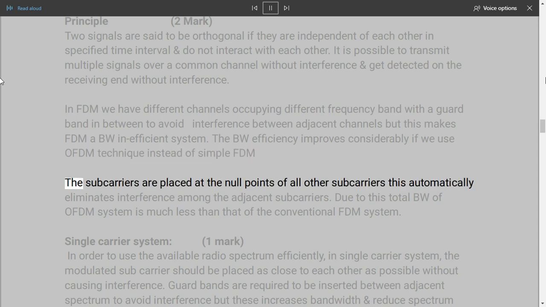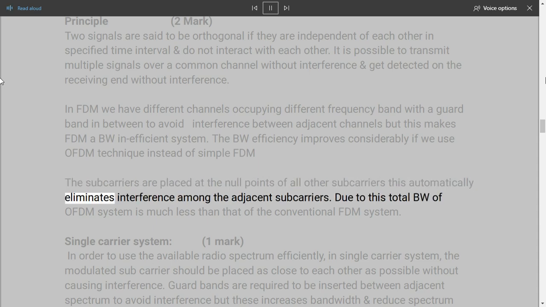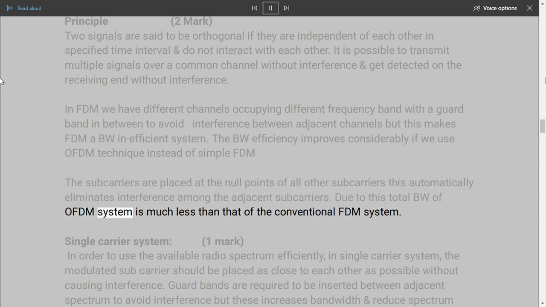The subcarriers are placed at the null points of all other subcarriers. This automatically eliminates interference among the adjacent subcarriers. Due to this, the total BW of the OFDM system is much less than that of the conventional FDM system.